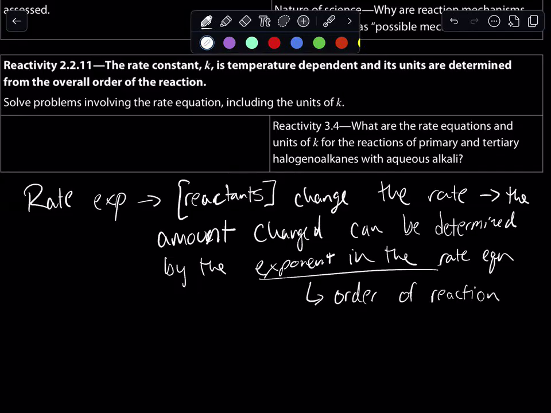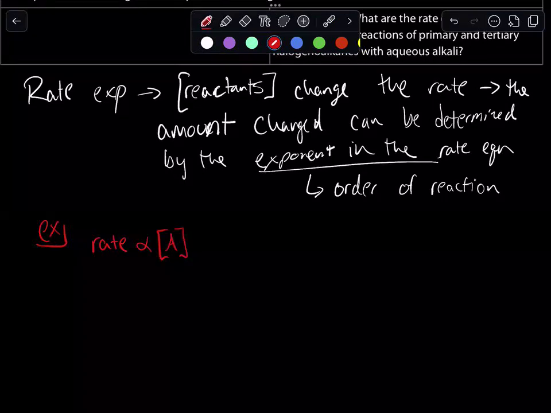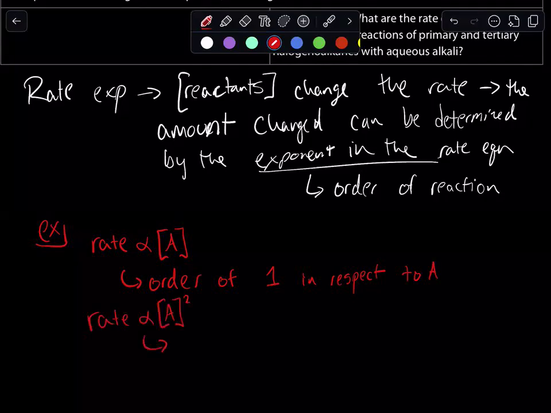All right. So for example, if we have some rate that is directly proportional to the concentration of a reactant A, we would say this is an order of one in respect to the reactant A. Furthermore, when we had a rate that was proportional to A squared, that would be order of two in respect to A.